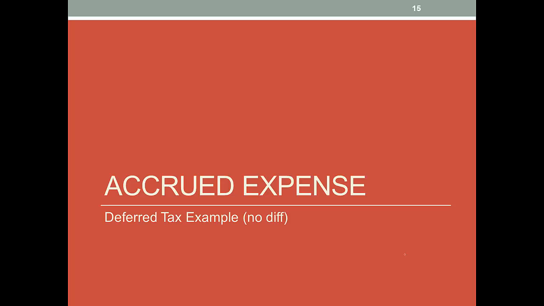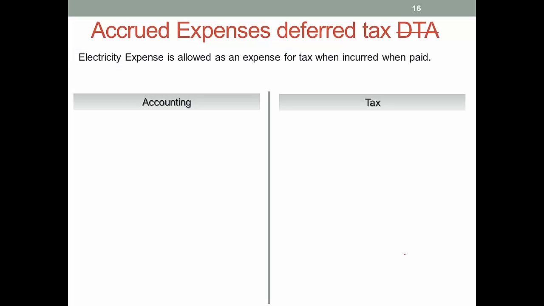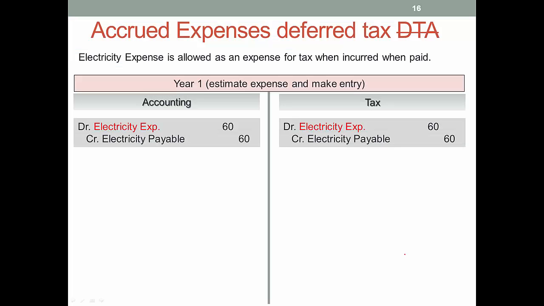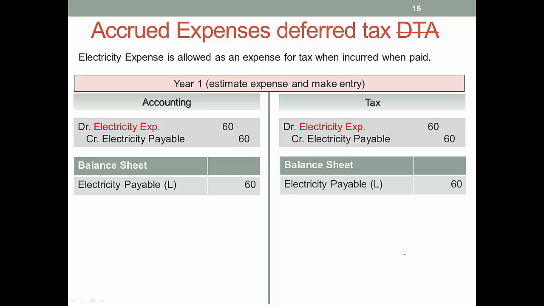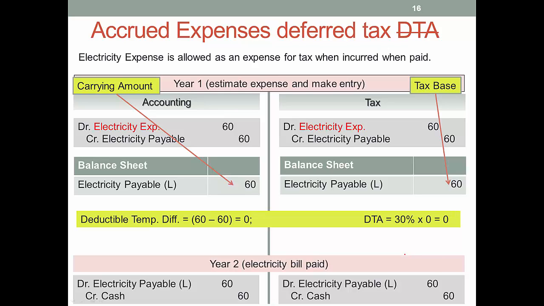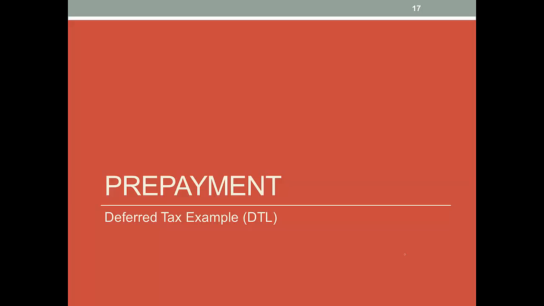Okay, if we've got an accrued expense and there's no difference, look, I think this is a no-brainer, right? Things are recorded the same in both places, so the carrying amount is equal to the tax base, so there's no DTA, so the journal entry in the second period is the same. So no deferred tax entries again.